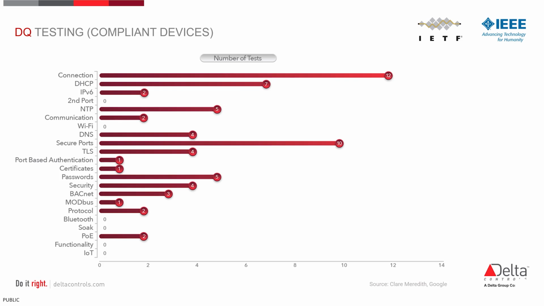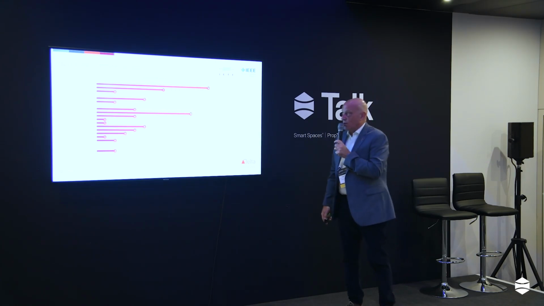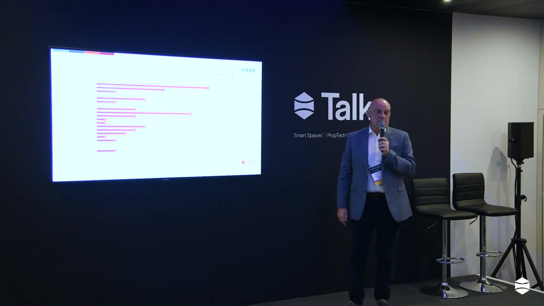So they test the connection to the network, they test DHCP, how it gets an IP address, and various groups of tests, and the number of tests. So you can see there are 12 different tests for connection and so on down the chart. I'm not going to read the charts out. So these are tests that they do to make sure the device is compliant. So that means the device is compliant.